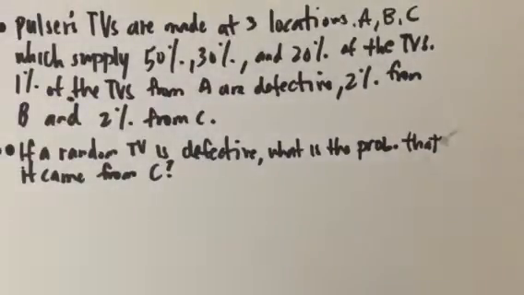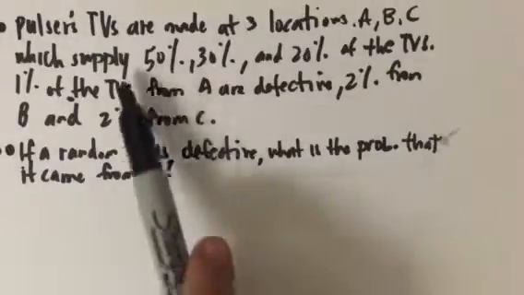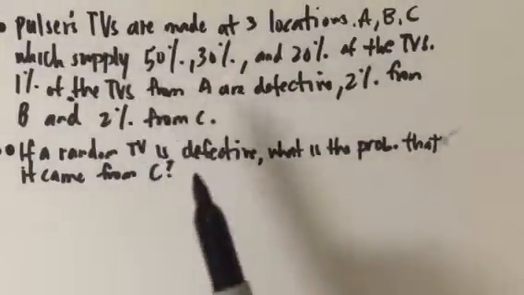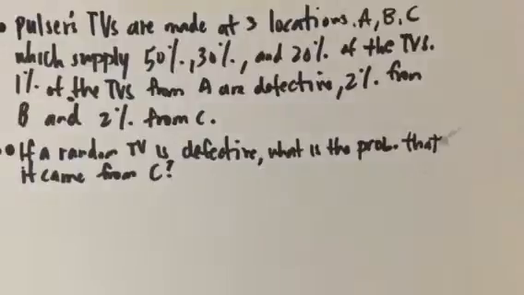So the next step is to translate from English to math. In this step, we figure out which formula to use, and I know that this is a Bayes' theorem question because we are given more evidence, and that suggests that we're using Bayes' theorem.